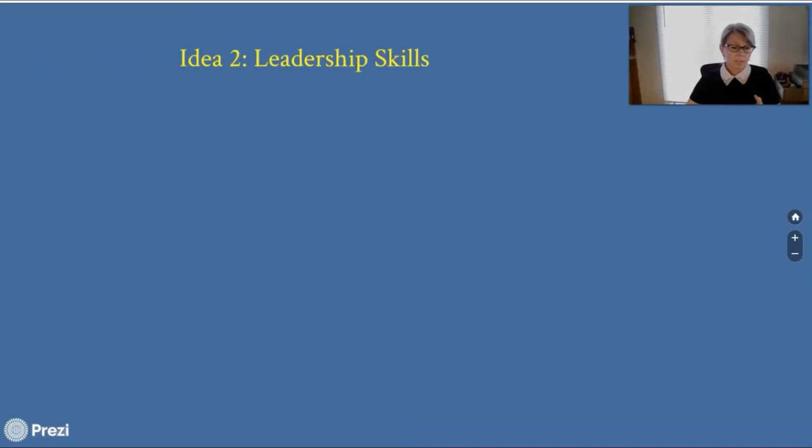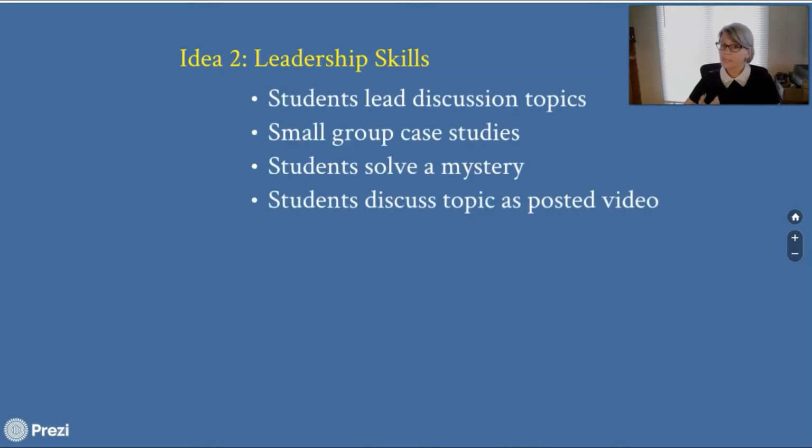So idea 2, leadership skills. You can do advanced types of online discussions that advance students' leadership skills. They lead a discussion topic. They do small group case studies where they work together in small groups. You can set up small group discussion forums in your class and put students into smaller groups. Then they would discuss together some specific case study or problem in the field, like I said, solve a mystery or debate something really interesting within the field that maybe experts were arguing about or unsure about. That can be really intriguing and engaging to students.